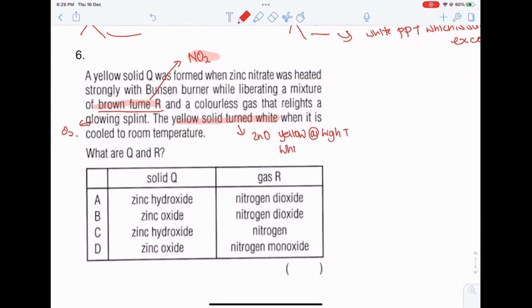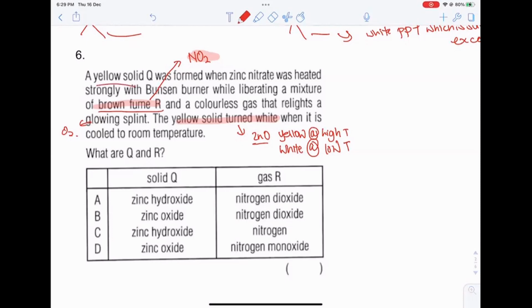And white at low temperature. Okay, so this is something that is very interesting. Okay, you need to remember this. Yellow turned white is always zinc oxide.